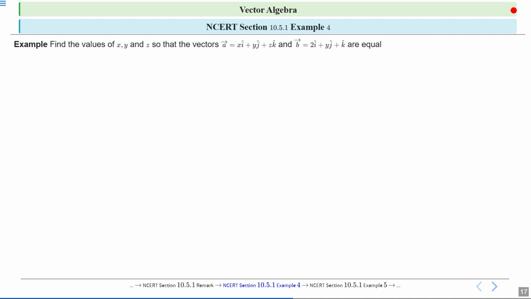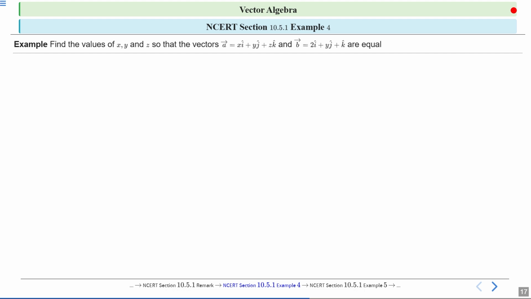Now let's see example 4. NCERT section 10.5.1 example 4. Find the values of x, y, and z so that the vectors A vector is equal to x i cap plus y j cap plus z k cap, and B vector is equal to 2 i cap plus y j cap plus k cap are equal. So you have some time to solve or think about this question. After that, we will discuss the solution part.